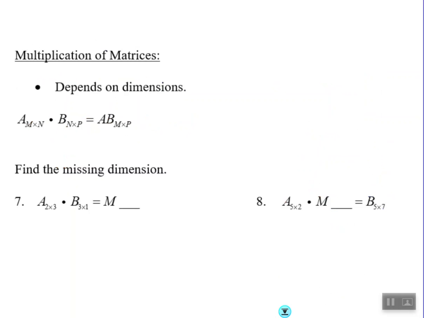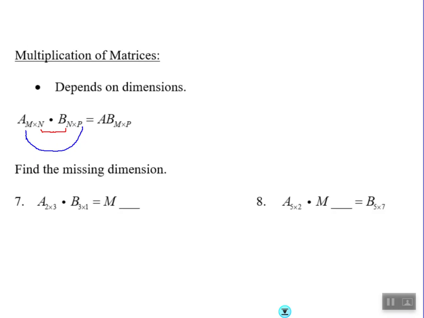Lastly, we're going to talk about multiplication of matrices. It depends on the dimensions of your matrices whether or not you can multiply them together. If you have an m by n matrix times an n by p matrix, you will end up with an m by p matrix. It's important to note here that these two dimensions must match. If they do not, you cannot multiply the matrices together. Your resulting matrix will have these dimensions, m by p.